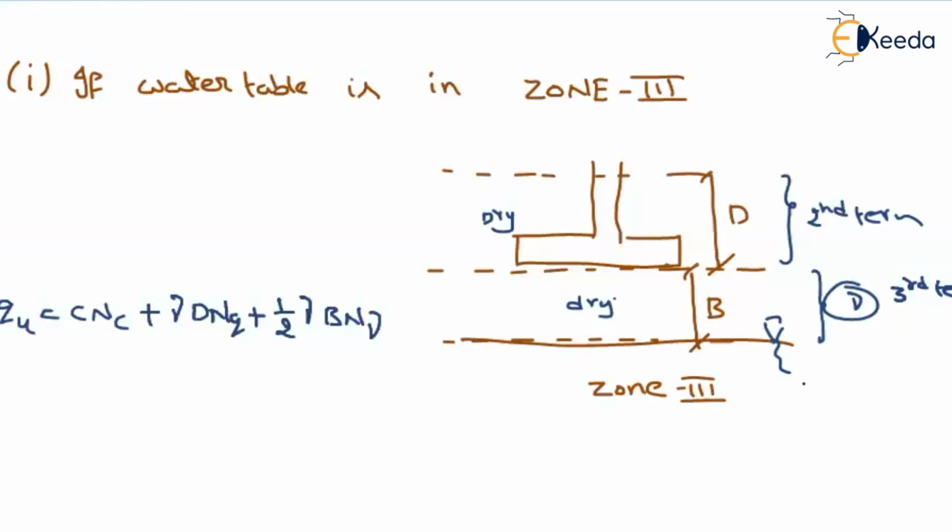Okay. In the next video, we will solve a problem based on this model. That means if your water table is in zone 3.